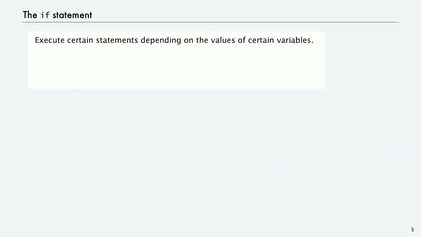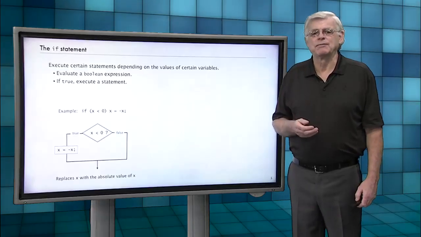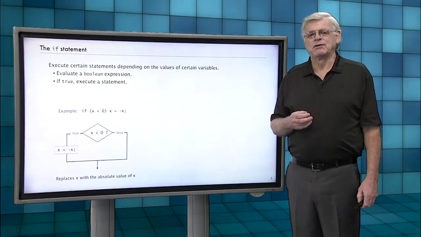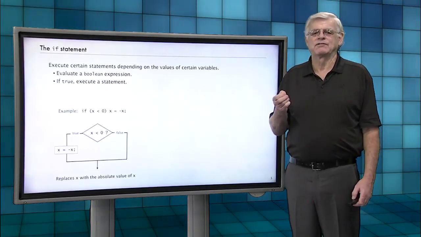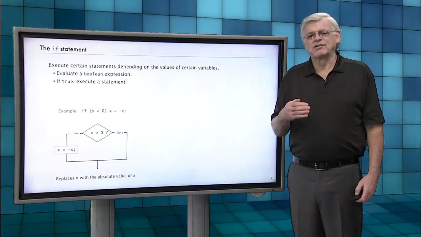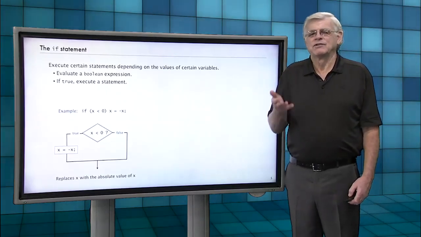So the simplest statement to talk about is called the if statement, and that's where we execute certain statements depending on the values of certain variables. We evaluate an expression, and if it's true, we execute a statement. So here's a very simple example of an if statement. If x less than 0, x equals minus x. This replaces x with the absolute value of x.